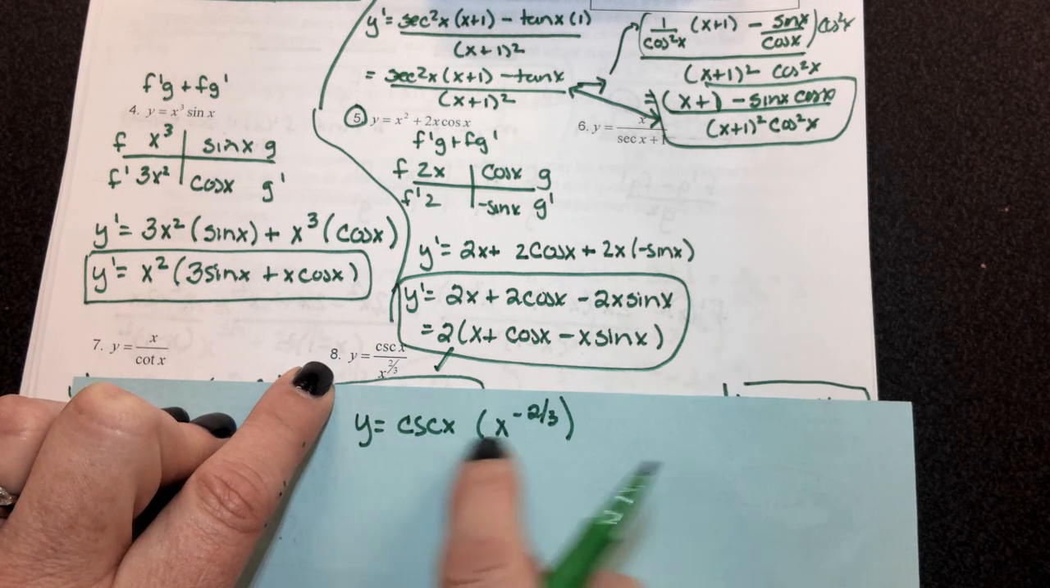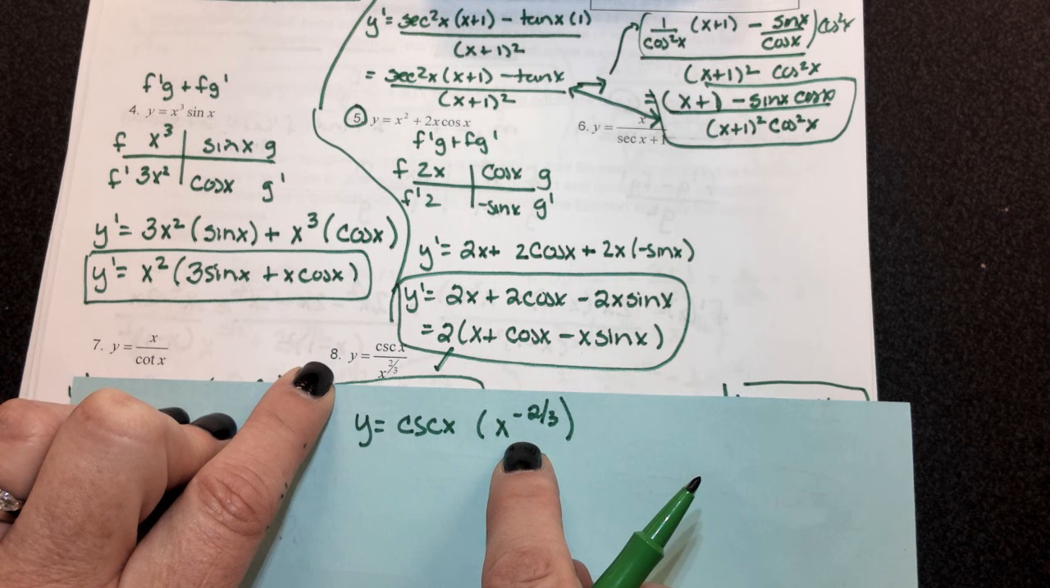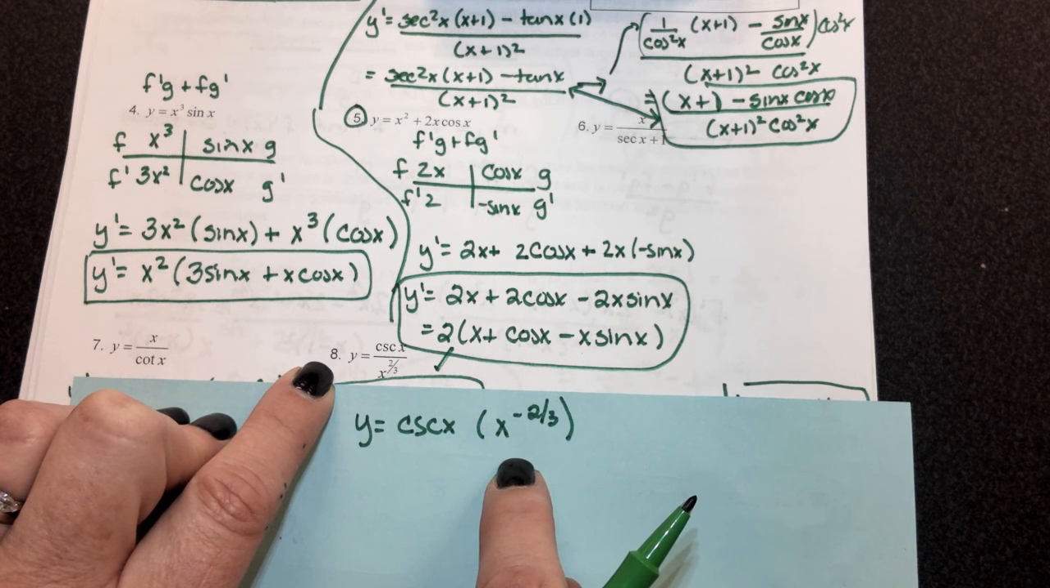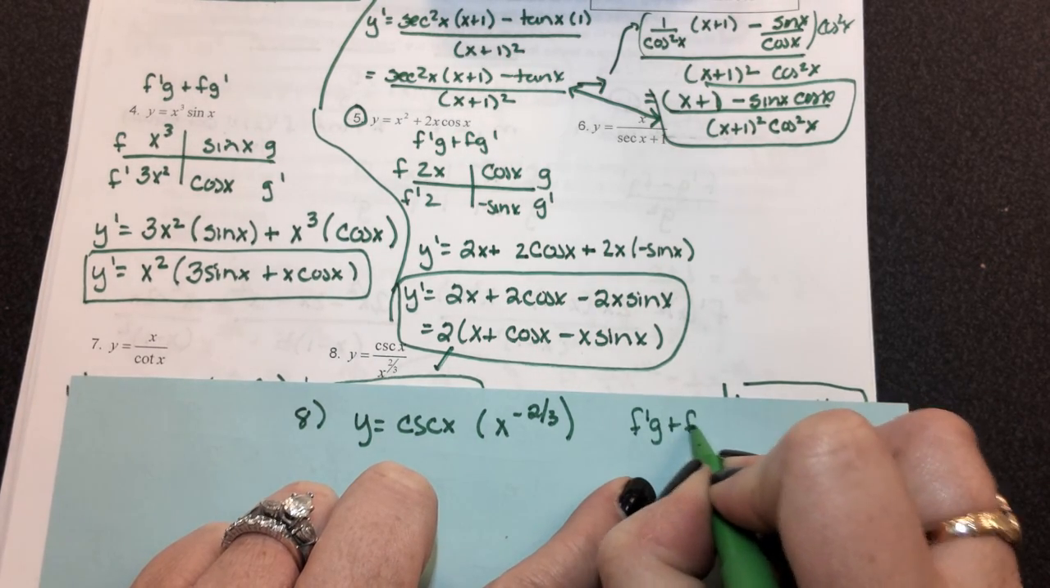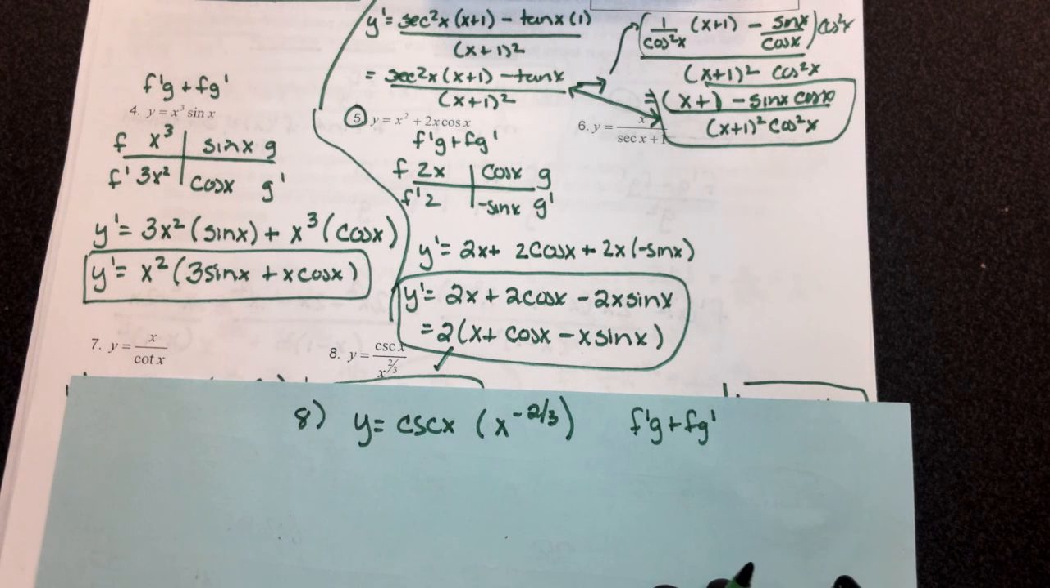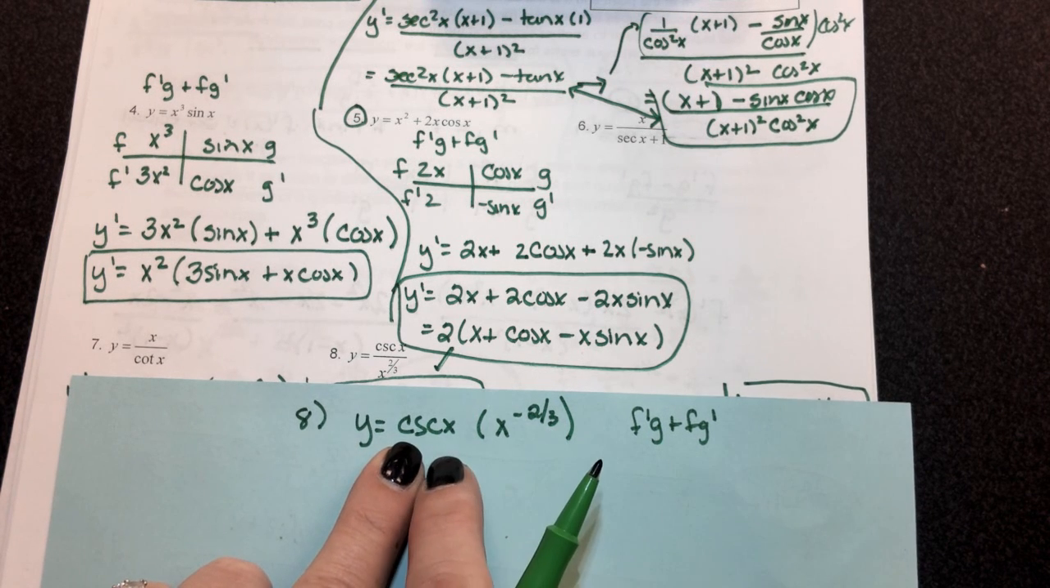So if you decided to do this, instead of using quotient rule, you could use what? You could use your product rule. So if I wanted to use my product rule, I could simply do my f prime g plus fg prime. Or like I said, you could leave it alone if you wanted to and go ahead and do the quotient rule. Either one would be acceptable. All right? So I'm going to go ahead and just use my product rule.